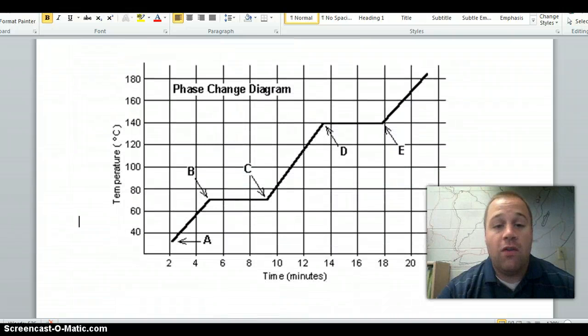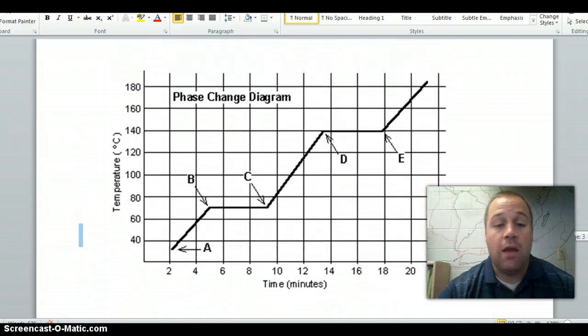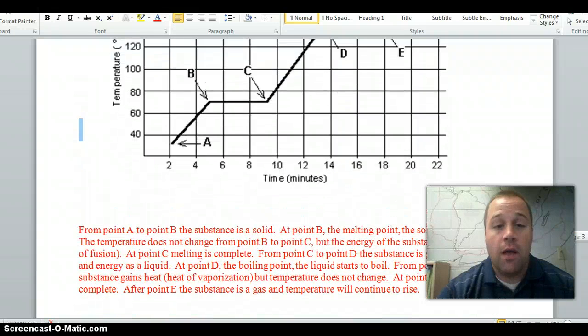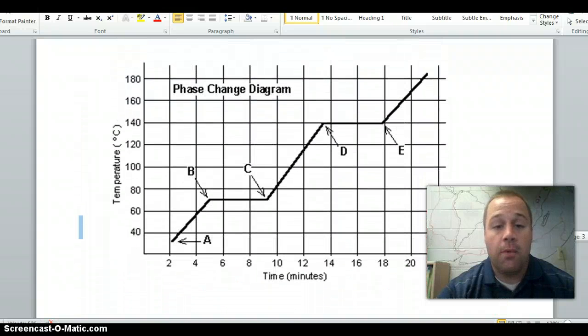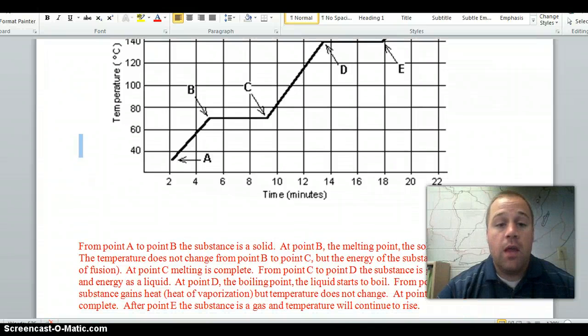Down here, this is a phase change diagram, and below it, I wrote this all out in paragraph form, so you can read through it if you would like. As we go through here, I'm just going to scroll up. I'll try and get it all in one here. As we go from point A to B, that's a solid. The temperature is rising. Once we get to point B, that's the melting point.